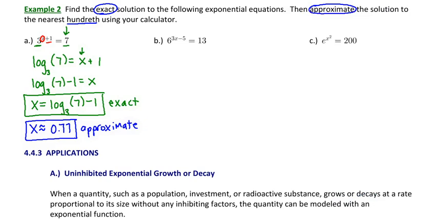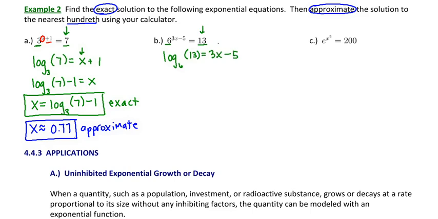We have 6 to the 3x minus 5 equals 13. So the base on the left is 6 and the base on the right is 13. There's no common base between 6 and 13. So we're going to rewrite this in logarithmic form. So we'll introduce our logarithm. The base of the logarithm is the base of our exponential expression, which is 6. The argument of the logarithm is the result of that exponential evaluation. And the logarithm isolates the exponent.